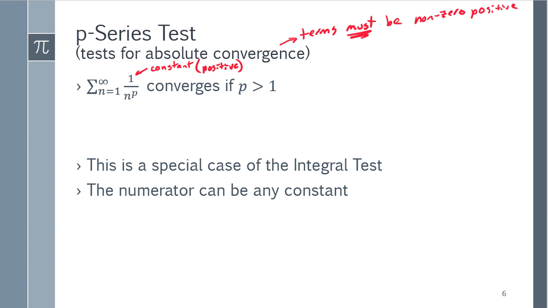This is really a special case of the integral test, which is a test we'll get to in a later video. But remember, terms have to be positive, or non-zero positive, because if I have 0 here, it's not a P-series. The numerator can be any constant. It's a special case of the absolute value of the integral test.